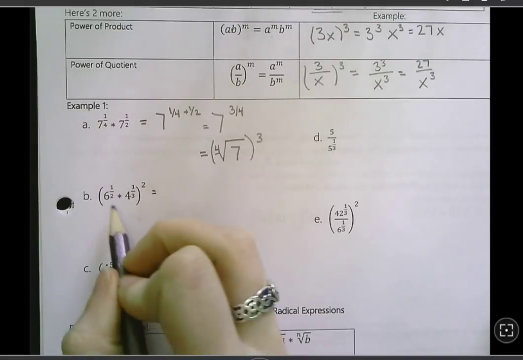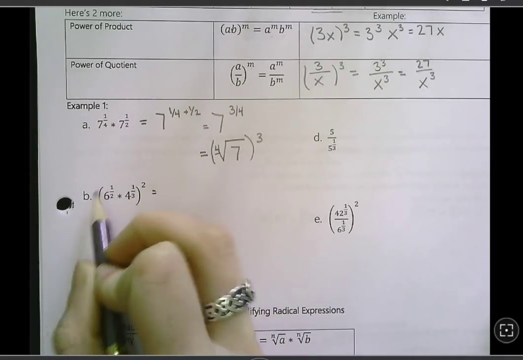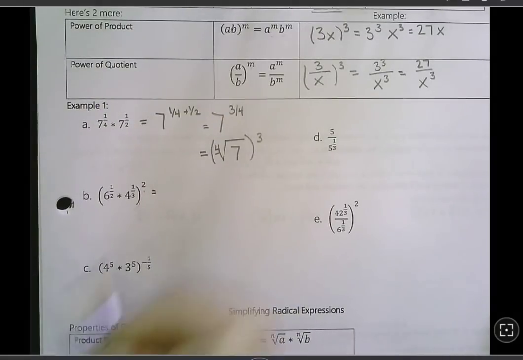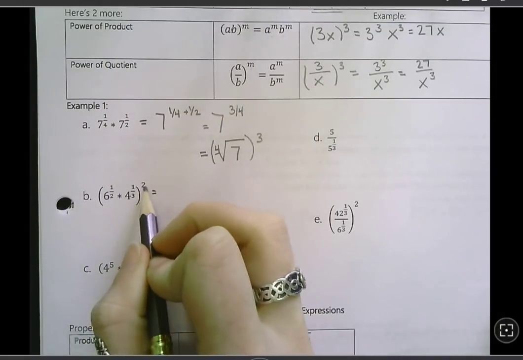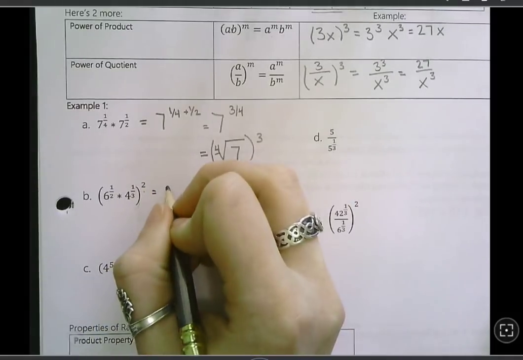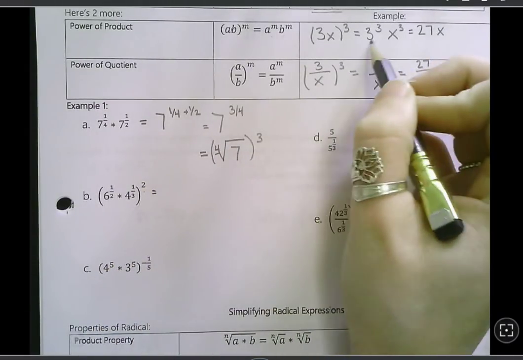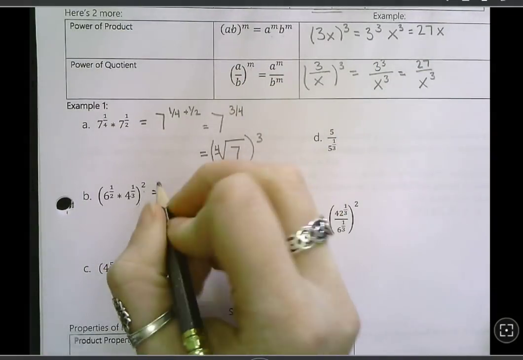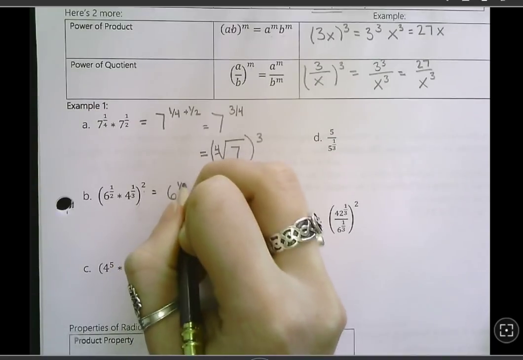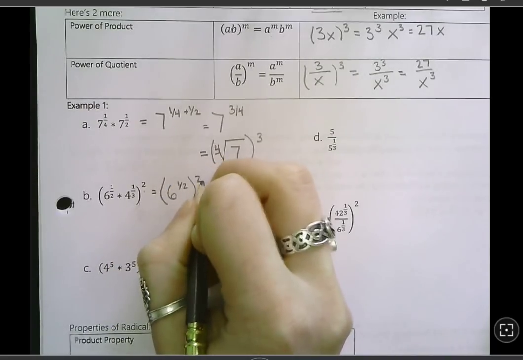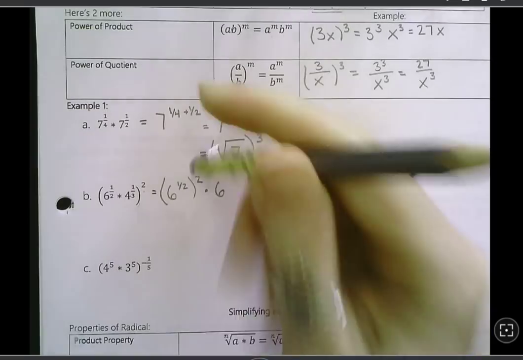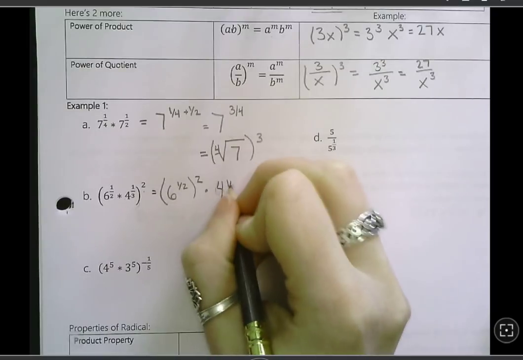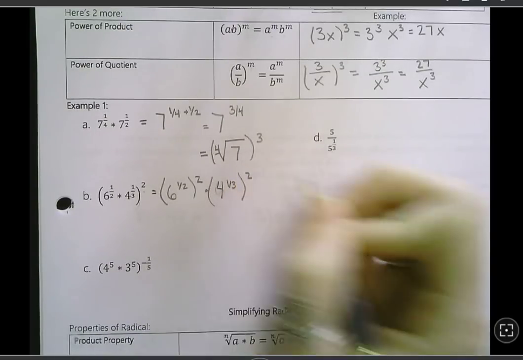Okay, so for B now, we have 6 to the 1/2 times 4 to the 1/3, and those are both squared. So this one is going to be our power of a product here. I have an A, I have a B, and these are both to the 2nd power. So what we're going to do is say, okay, well, they're both to this power. Remember, that's going to also be our power of a product now. So we'll have 6 to the 1/2, and that's squared, times a, sorry, not 6, a 4 to the 1/3, and that is squared.